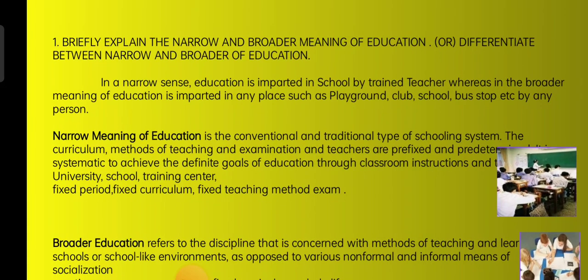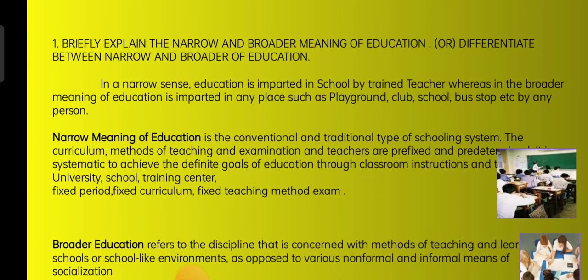So in this first unit, a very important question is, explain the narrow and broader meaning of education. Or else they will ask, differentiate between narrow and broader education. See, very simple explanation is, narrow education means whatever we are studying from the school. From first standard, from LKG till 12th, then degree college, then whatever higher studies we do, all comes under narrow education.